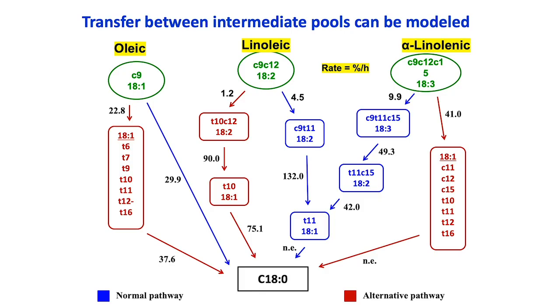So within this approach, we can also then model the intermediate pools, and we can get some estimation of the rates of these intermediate pools and the use of the alternate pools that are in red versus the normal pathways that are in blue. Now, I'm not going to talk much about the details of this slide because, honestly, I don't know a lot about compartmental modeling, and my students take the lead there.